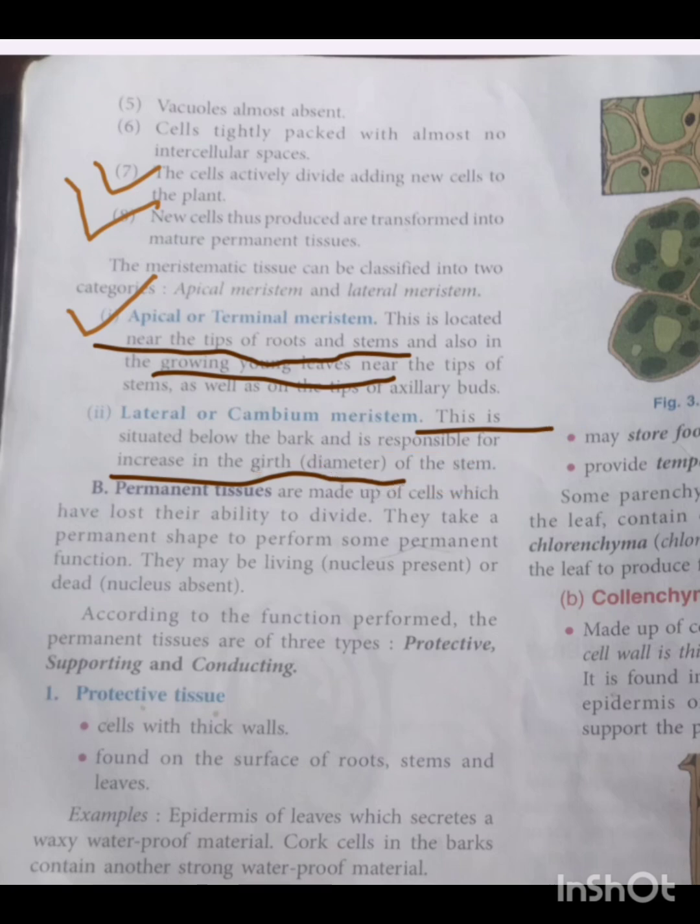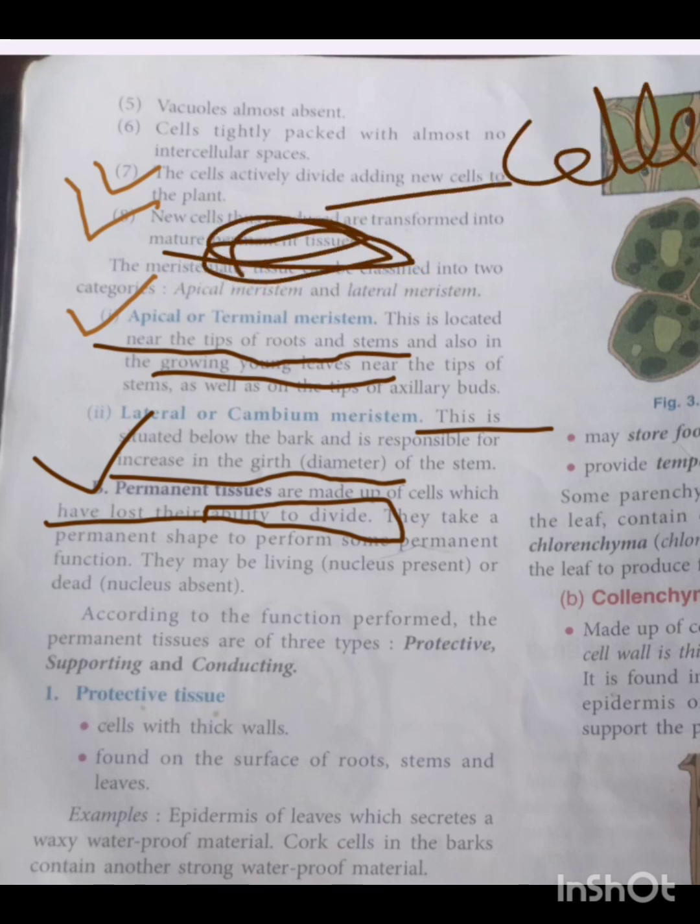Permanent tissue is the second part of plant tissue. Permanent tissue is made up of cells which have lost their ability to divide, meaning they can never divide again. Here you can see permanent tissue is written. So when cells are done dividing, they form a permanent tissue. So permanent tissue cannot be divided.